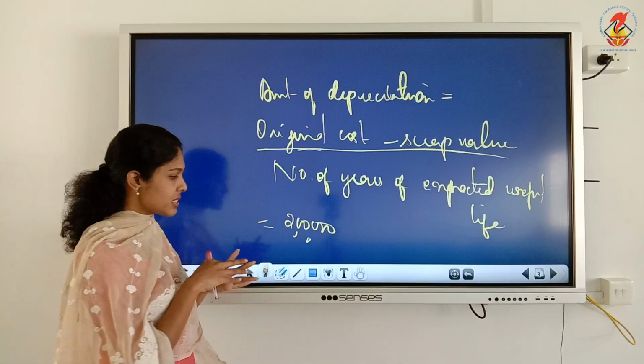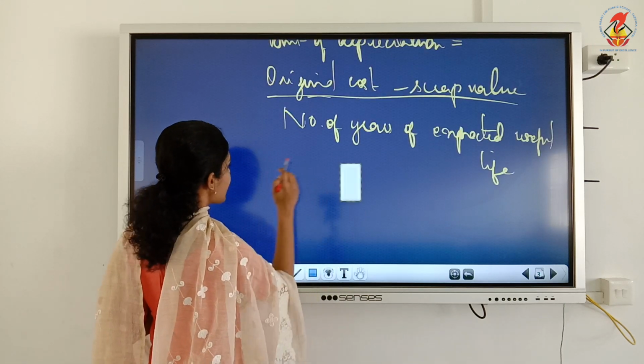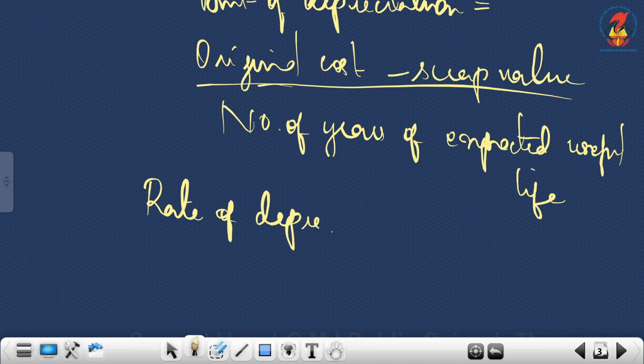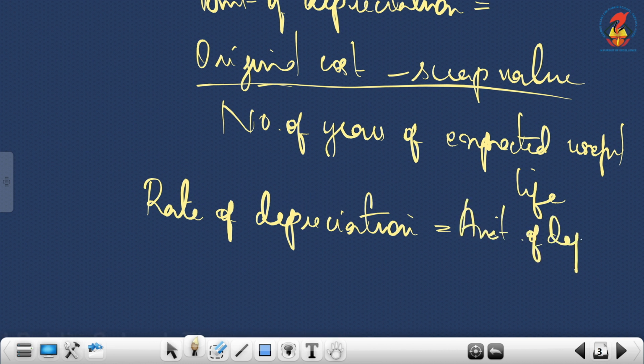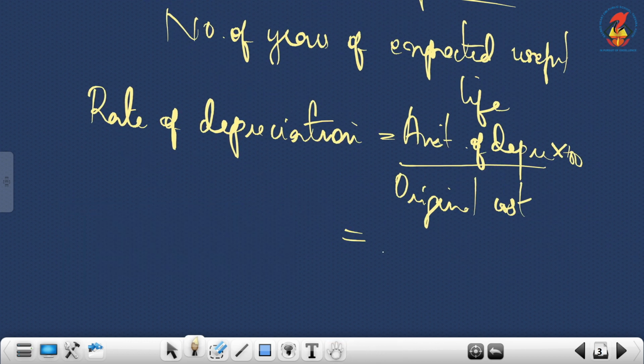And here, okay, what we have is not the amount of depreciation, the rate of depreciation directly given. So it's very easy actually. Though you don't apply this formula, you can just apply that rate of depreciation. What is the rate of depreciation formula? It is amount of depreciation by original cost into 100, and that rate is directly given like 10%.